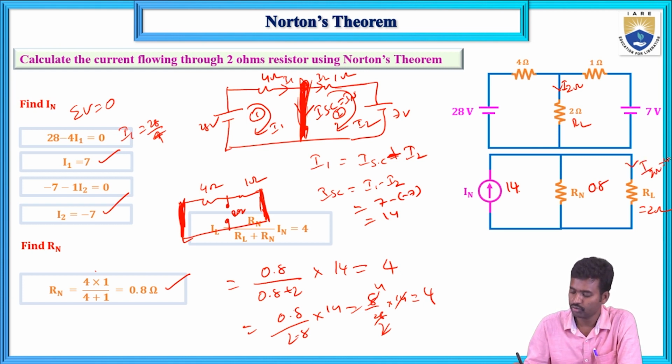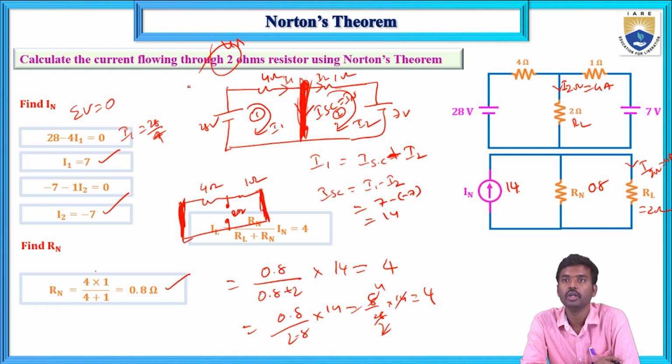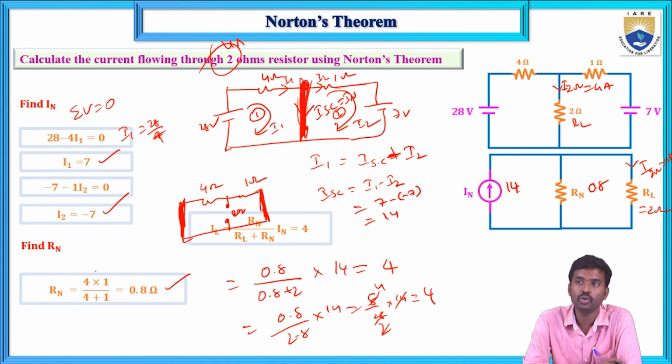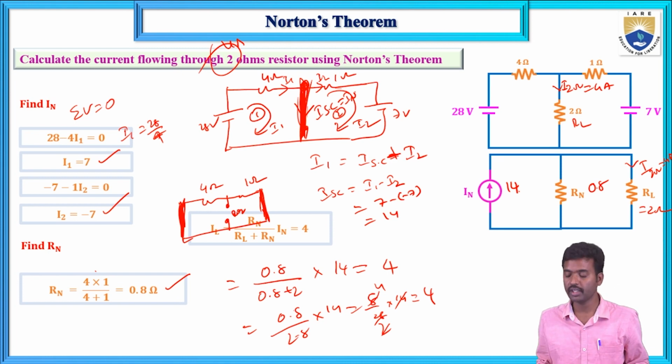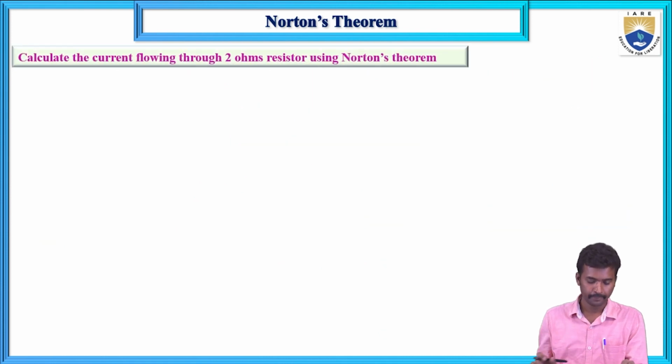The current in the 2 ohms resistor is 4 amperes. Here the current flowing into the 2 ohms resistor equals 4 amperes. If you use Thevenin's theorem, mesh analysis or nodal analysis, you will get the same value. In mesh analysis, I1 minus I2 must be 4 amperes. Now the next question.